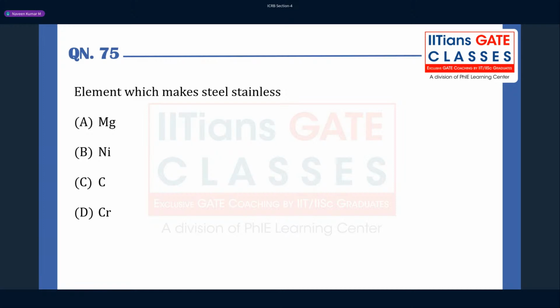In stainless steel, the important component, which you have to know, is chromium. Magnesium is not present in stainless steel at all. Carbon is present, and nickel is sometimes added. Chromium is very important because when you add chromium into the steel, the chromium will form chromium oxide.